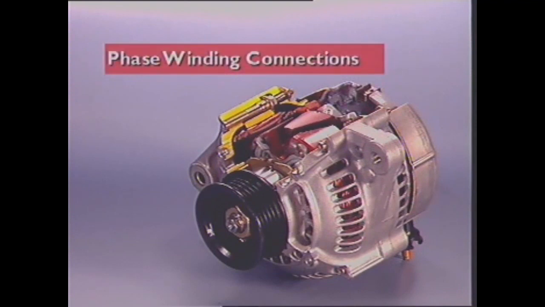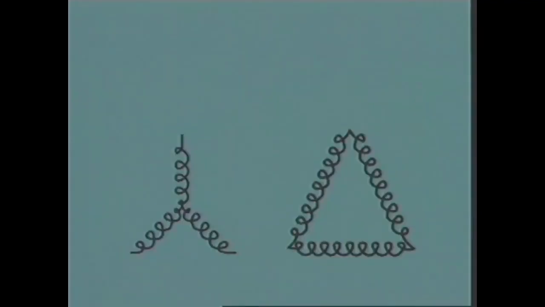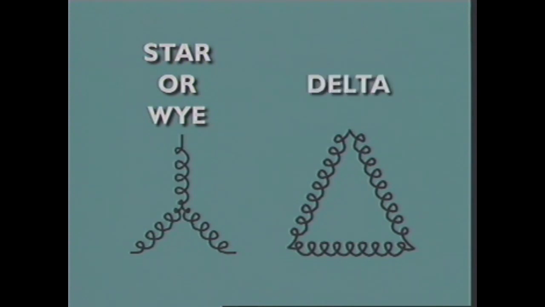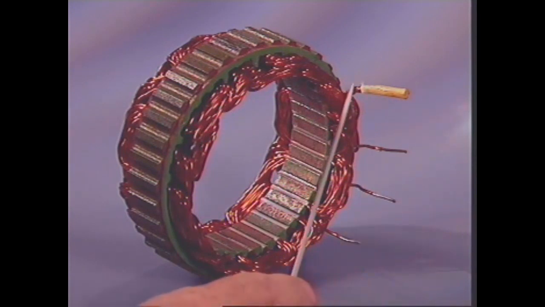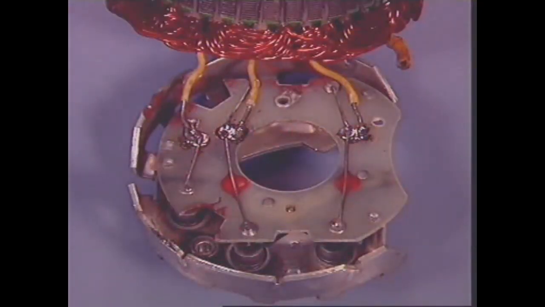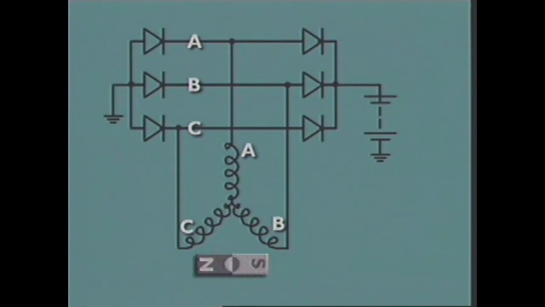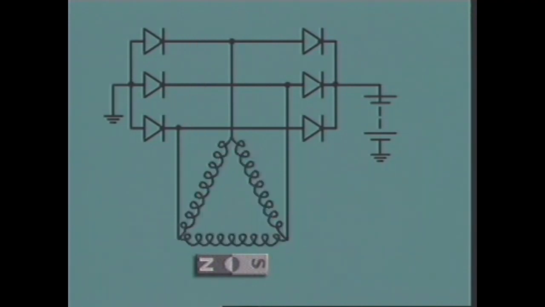This section examines connections of the phase windings. 2 methods of connection can be used for the stator or phase windings: star or Y connection and delta connection. In the star method of connection, one end of each phase winding is taken to a central point where they are connected together. This is known as the star or neutral point. The other end of each winding is connected in the bridge rectifier circuit between a positive and a negative diode. Each winding is then always part of a complete circuit.